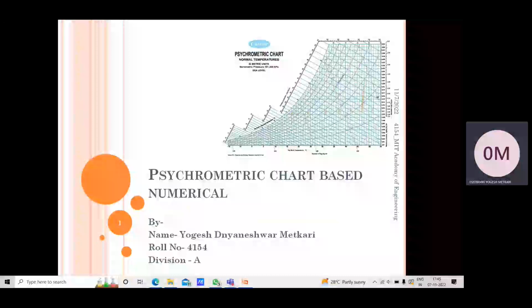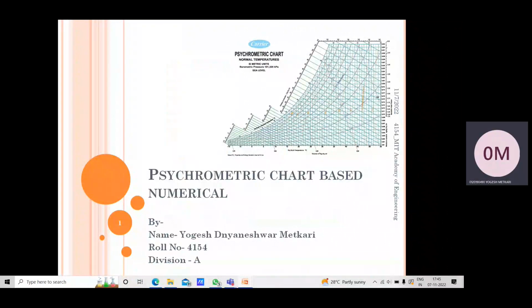Today we will solve a numerical based on the psychrometric chart where we have the values of the condition of outer air, and the air is passing through the coil, and we have to calculate the condition of air after the coil. So that is the basic numerical which we will solve today using the psychrometric chart.